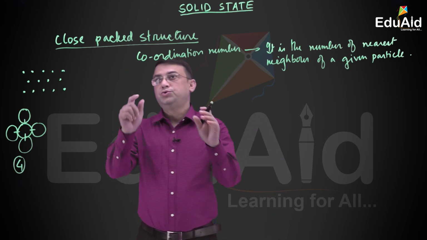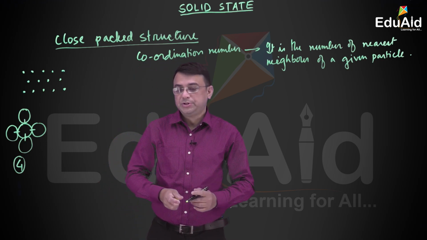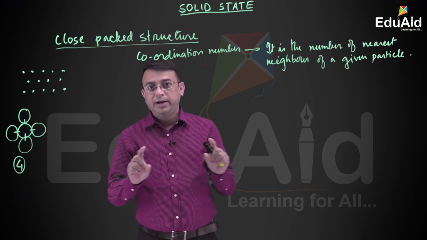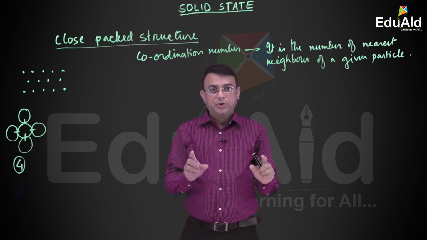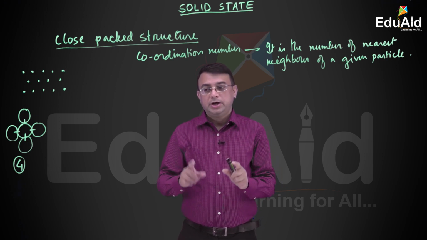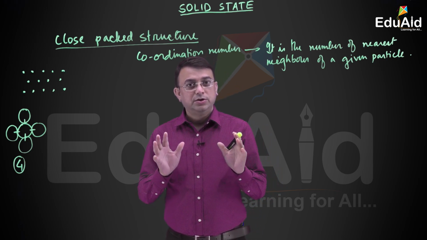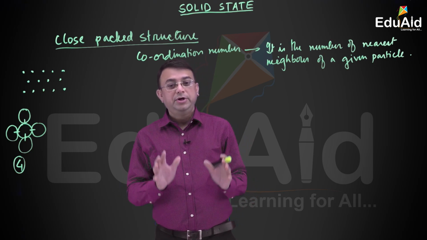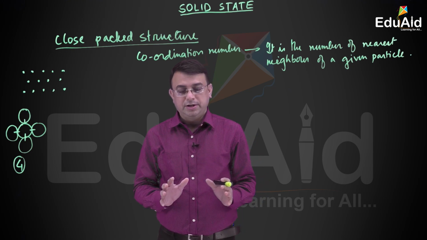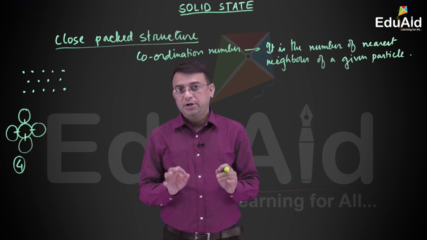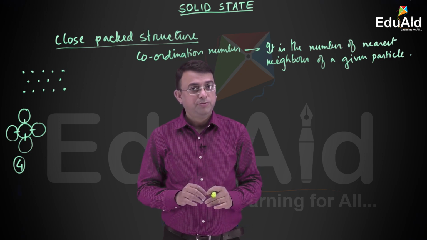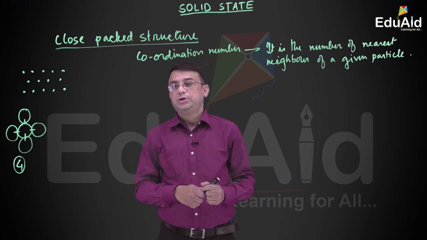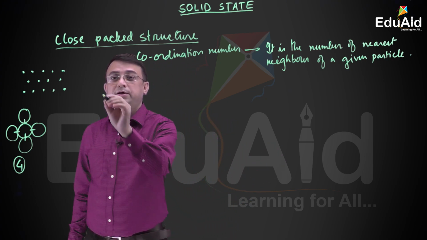Now we'll extend our discussion to close packed structure based on this concept. First of all, we'll discuss one dimensional close packed structure. Based on the one dimensional close packed structure, the two dimensional close packed structure is constructed, and based on the two dimensional close packed structure we can construct the three dimensional close packed structure. Actually the three dimensional close packed structure is the actual structure of solids, because all solids are three dimensional in nature. So let's start our discussion with one dimensional close packed structure.